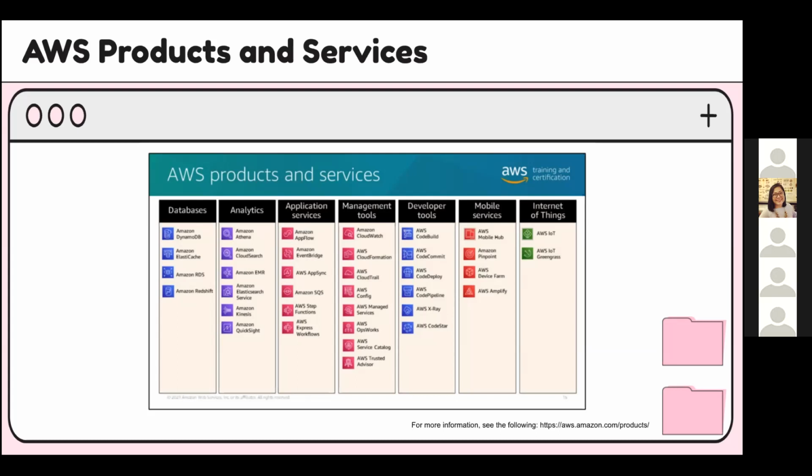So from there, makita natin napakarami talagang ino-offer na services ng AWS. So actually ilan lang yan. So as of today, alam ko nasa 6,000 na yung services and microservices na ino-offer ni AWS.